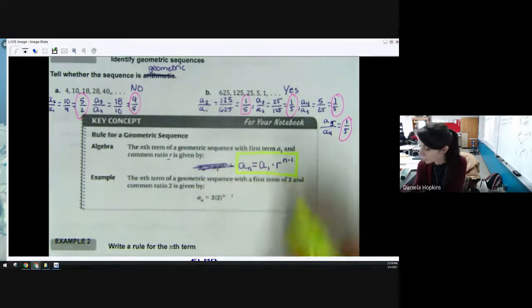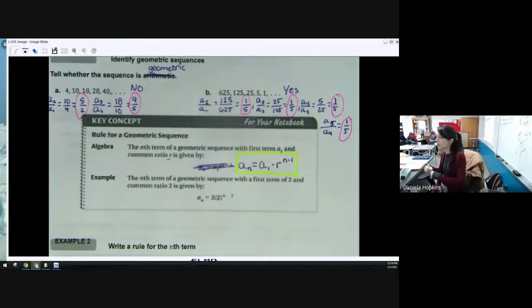So this is the formula for when we're finding our rule. This is the thing that we're going to write down every time until we have it memorized, because on your test and quiz, you will have to have these memorized.